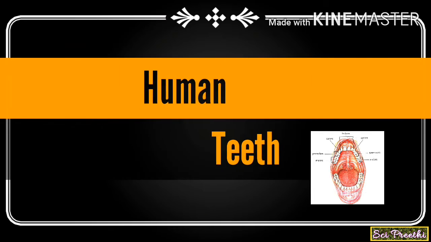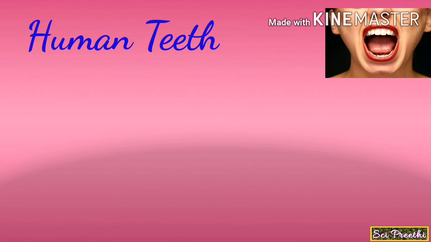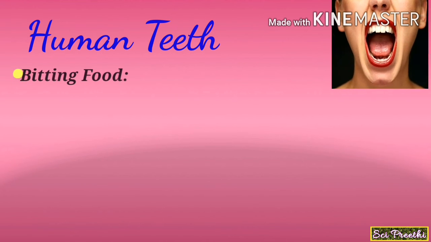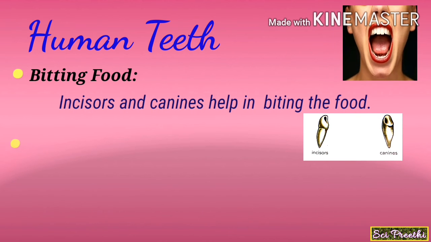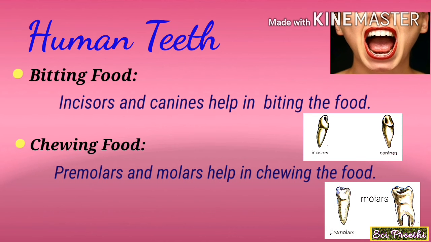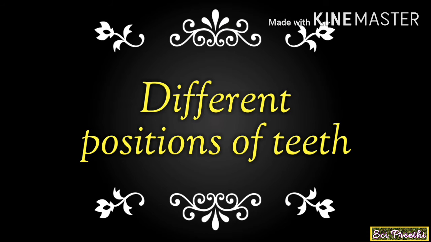Now we will discuss the different human teeth and their functions. Different teeth have different functions in breaking down the food. For biting food, incisors and canines help. For chewing food, premolars and molars help. These are the main functions of teeth. Let us understand the different positions of each tooth.